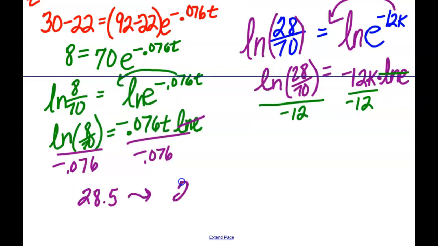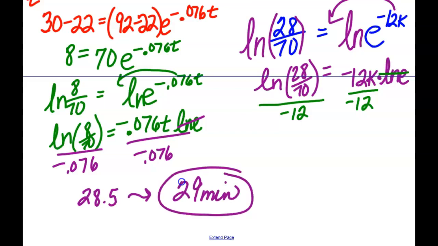I believe it said in Delta Math to the nearest minute. So I'll round that way on the worksheet today just to help you practice for that, okay?